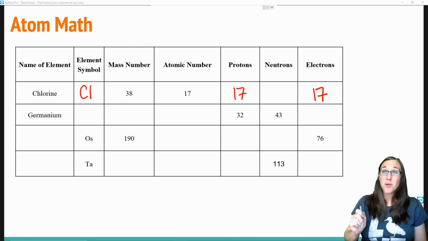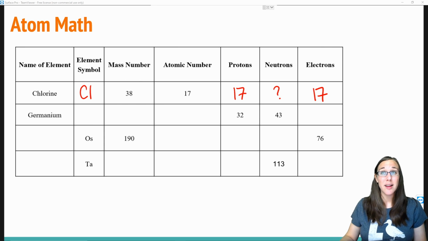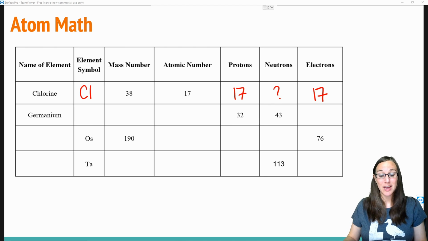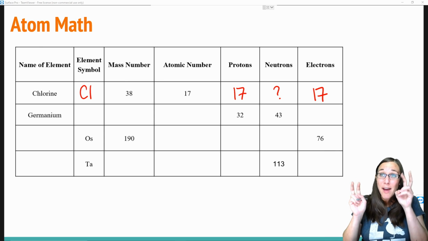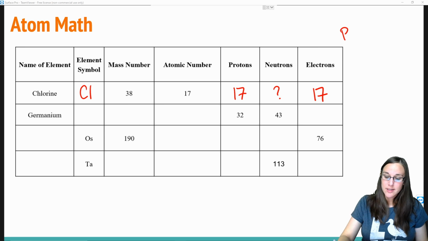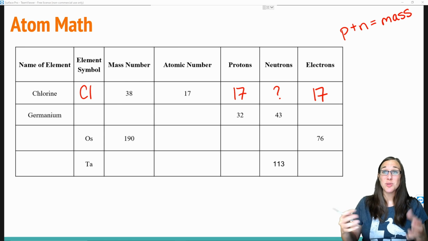Now the question is, how do I figure out the number of neutrons? Remember that the number of neutrons is different for all of the different isotopes. In this case, we know we have an isotope of chlorine because the mass isn't 35 like it said on the periodic table. So we're going to have a different number of neutrons than the average from the periodic table. What we also know is that protons plus neutrons gives us the mass value. So we can use this as our kind of pseudo equation to solve for the neutrons, our n.